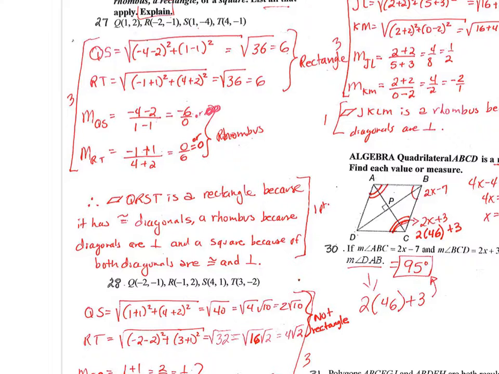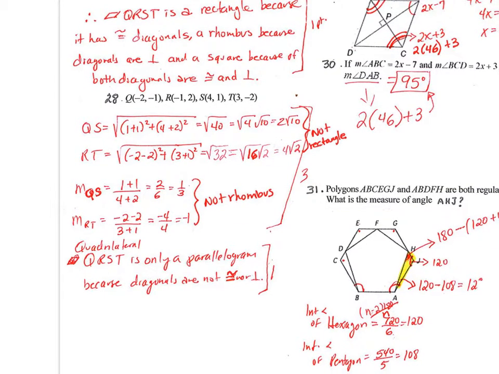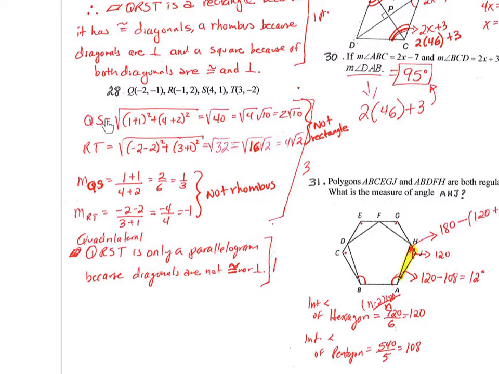Okay, number 28. In 28, we have that the distance, in this case, is square root of 40. Make sure you simplify the radical. That would be 4 times square root of 10. Square root of 4 is 2, so it's 2 square root of 10. RT is the square root of 32. Which is the greatest perfect square that goes into 32? Well, that is 16, because 4 goes into 32, but that's not the biggest. So square root of 16 is 4.